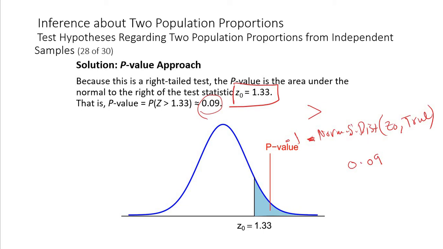We know that alpha is equal to 0.05. So notice how the p-value is not less than alpha. In other words, the p-value is greater than alpha. Since the p-value is not less than alpha, we're going to fail to reject the null hypothesis. We only reject the null hypothesis if the p-value is less than alpha.